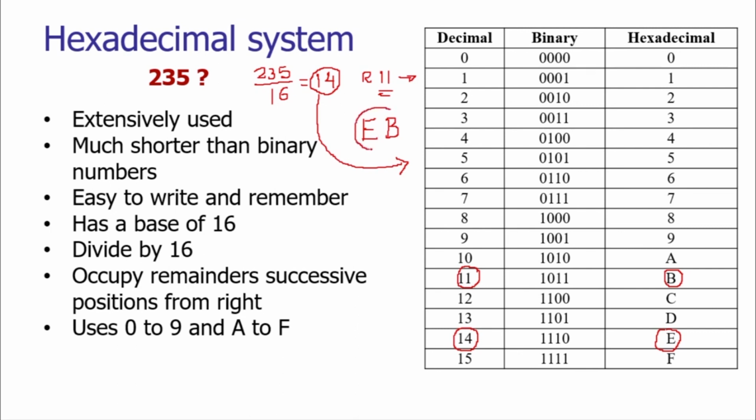So this is the hexadecimal representation of number 235, EB, only 2 letters. So a complex number like 235 can easily be represented by using only two letters, and this is easy and efficient as well. So that's why this system is being used extensively in microprocessor programming.